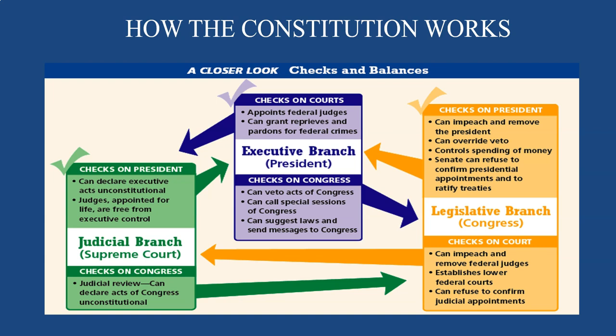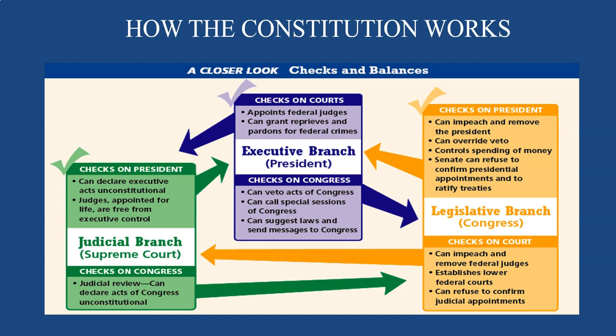Now, let's move on to the Executive Branch and checks on the courts. Basically, the Executive Branch appoints federal judges, can grant reprieves and pardons for federal crimes. Now, the Executive Branch checks on Congress, can veto acts of Congress. If the president doesn't like a law that Congress has passed, he can veto it. Can call special sessions of Congress, can suggest laws and send messages to Congress.